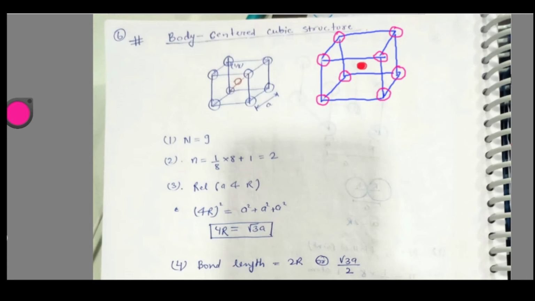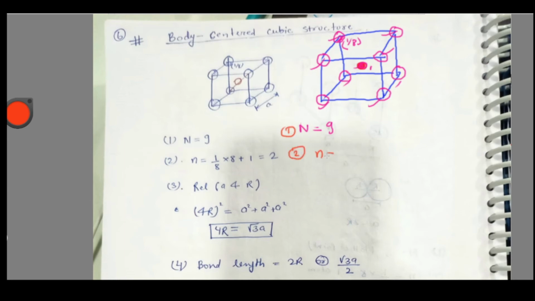So at the corner, only 1/8 part will be present inside the atom from the corner, and the whole central atom will be present inside the atom. So total lattice points are 9: 1, 2, 3, 4, 5, 6, 7, 8 at the corners, and at the center 9. So the total lattice point is 9, and the effective number of atoms is small n.